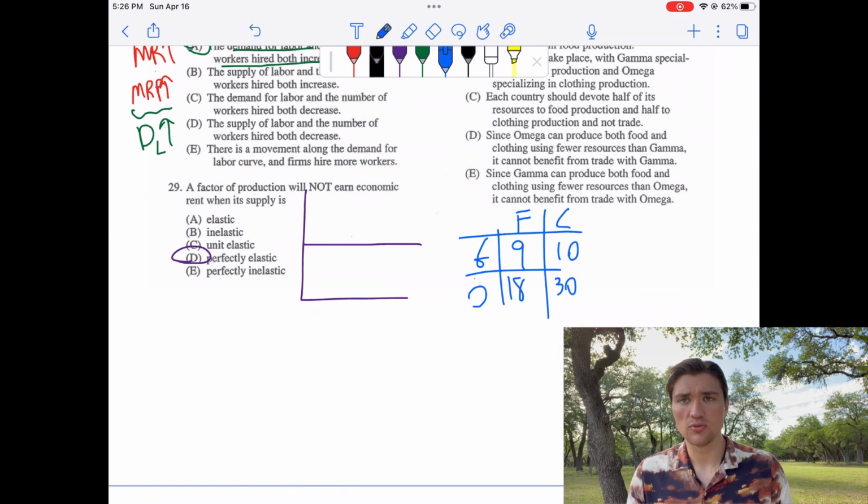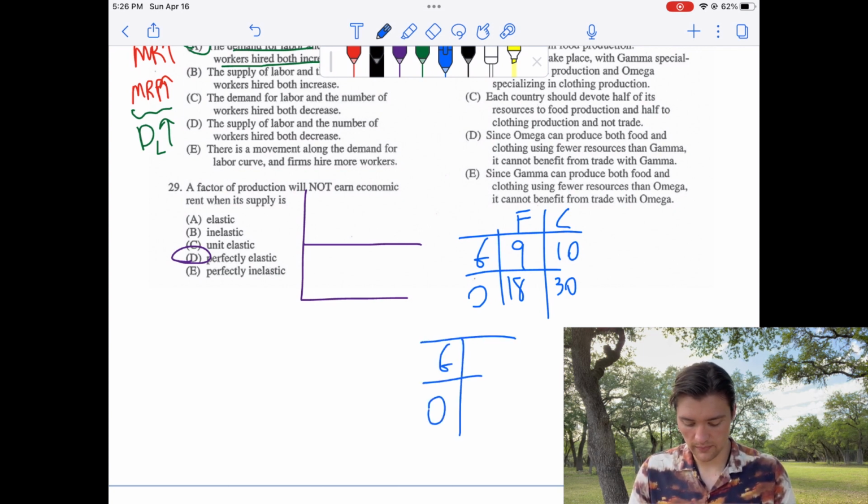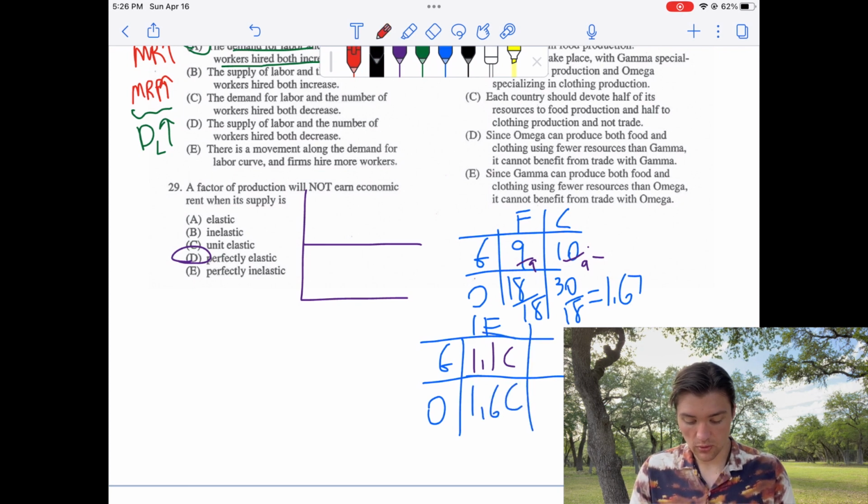Finally, we can now do the comparative advantage, which we're used to doing. So for Gamma and Omega, 1 food, right? We're going to do 9 divided by 9, 10 divided by 9, and that's going to be equal to 1.1 clothing. And then we'll do 18 divided by 18, 30 divided by 18, and this should be 1.67. So right here, who does food? Gamma. Gamma does food. If we were to go the other way, then you would see 1 clothing.